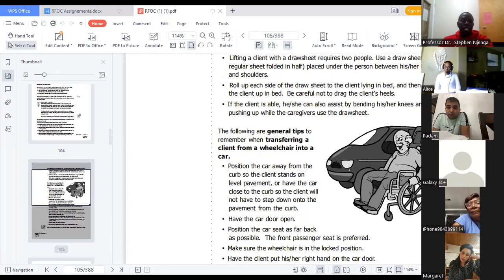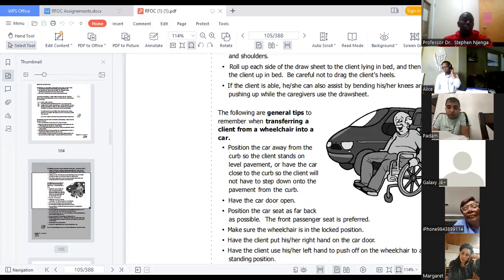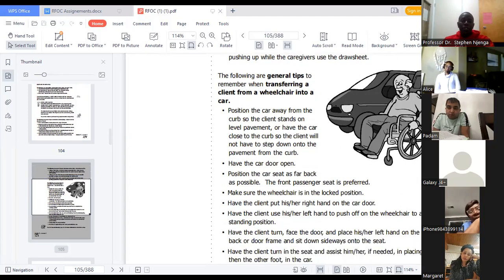Position the car seat as far back as possible. The front passenger seat is preferred. So when you're using a van to transfer a client, the front passenger seat is preferred for the client to sit. Make sure the wheelchair is in the lock position. Have the client put his or her right arm on the car door. Have the client use his or her left arm to push up on the wheel to a standing position. So you're involving the client when you're moving them.